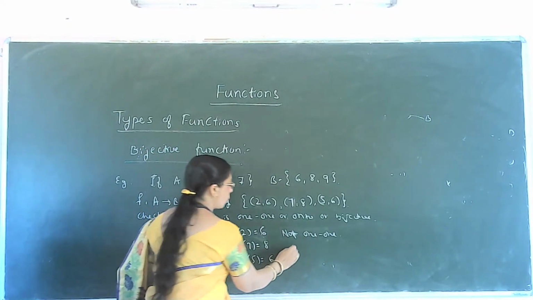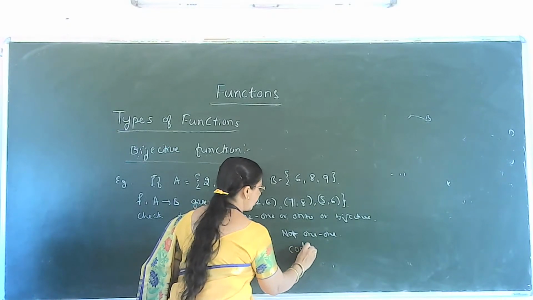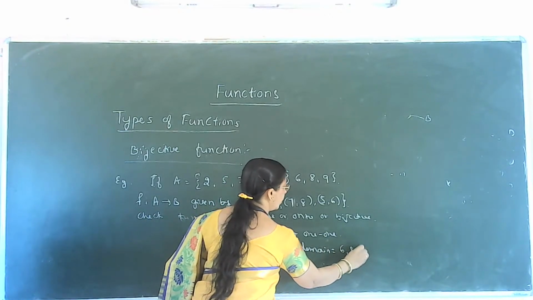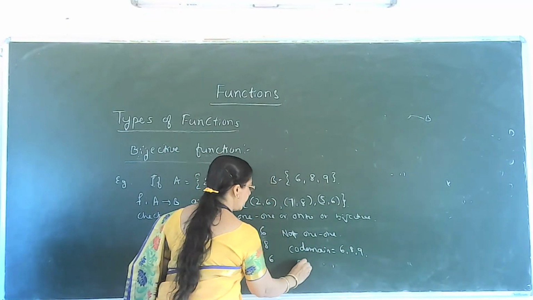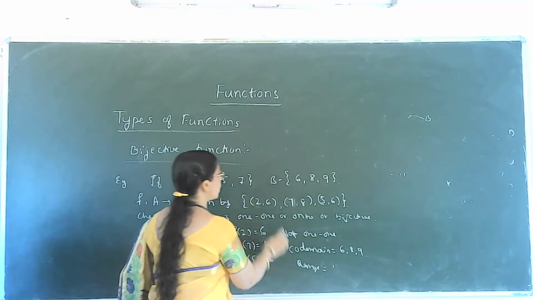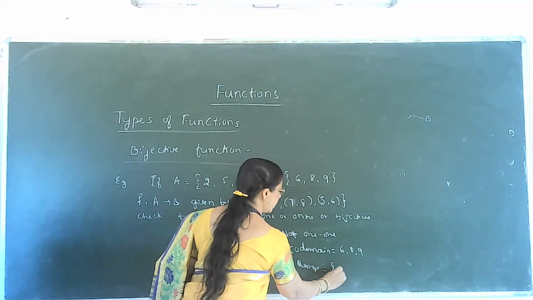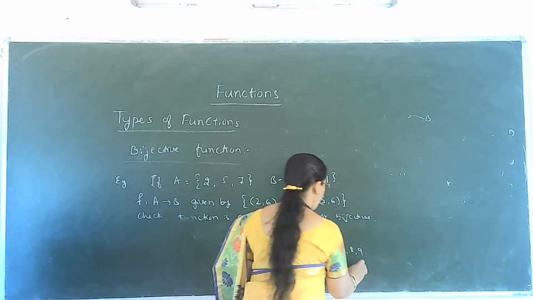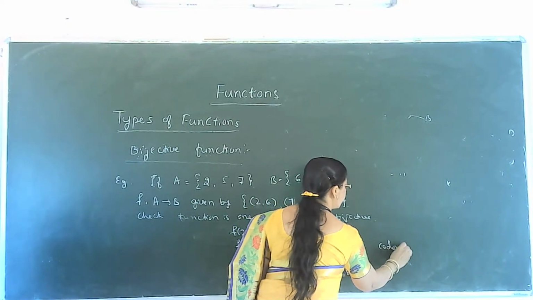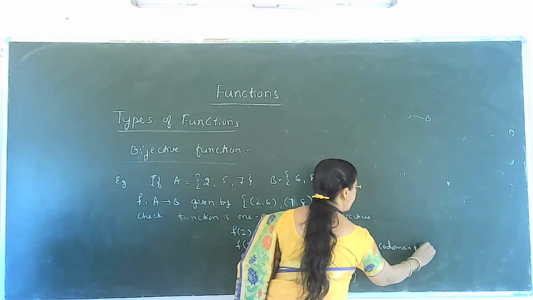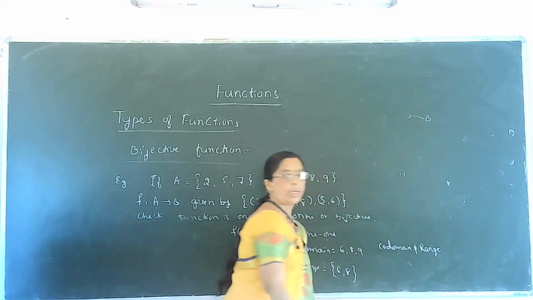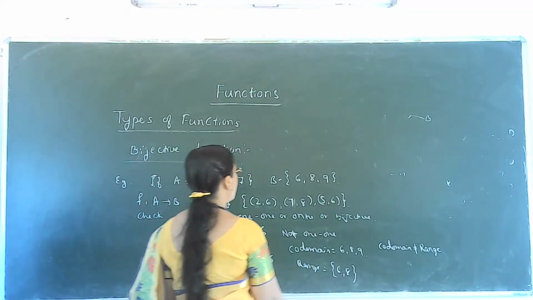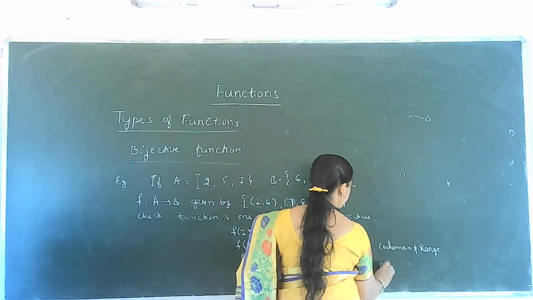And the elements of the codomain are 6, 8, 9. But the range is 6 and 8. Therefore, the codomain is not equal to the range. Therefore, it's not an onto function.